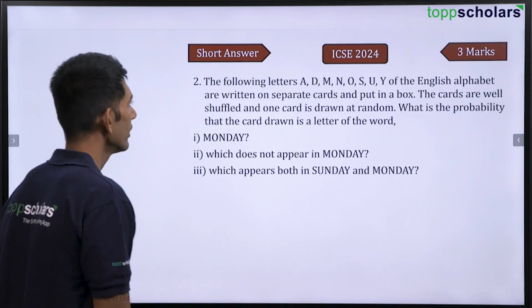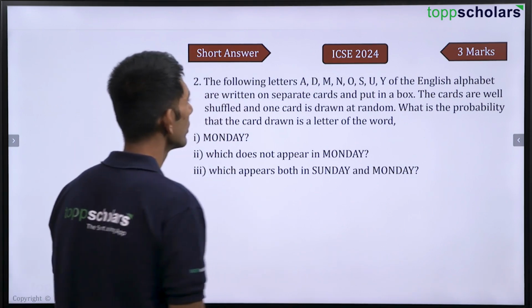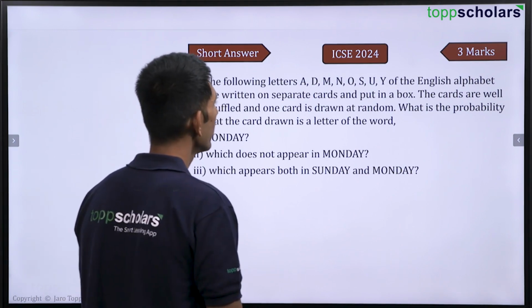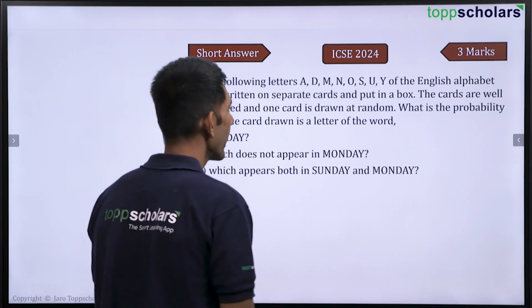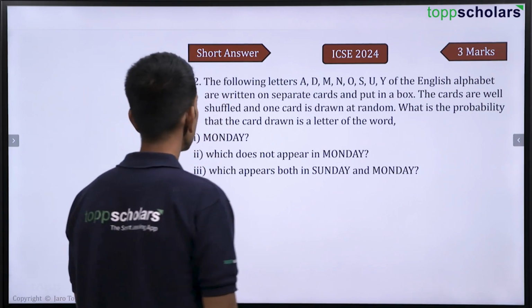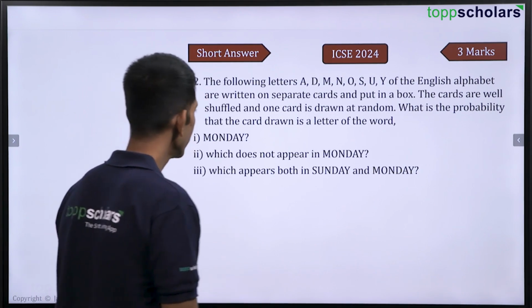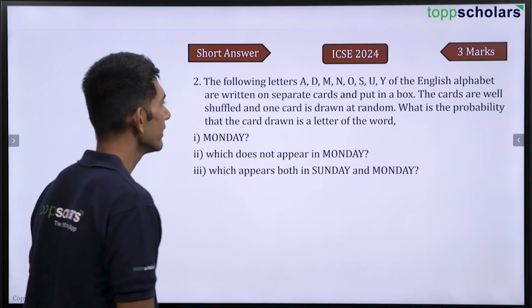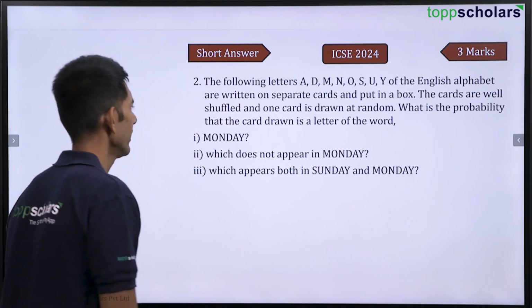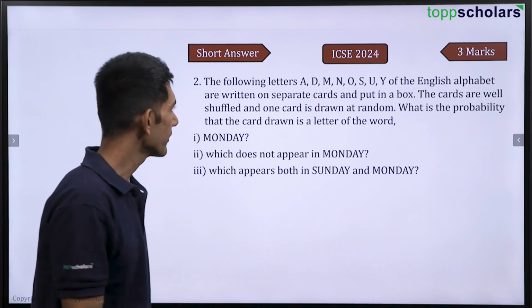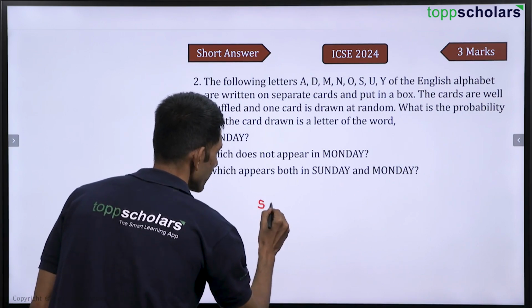It says, the following letters A, D, M, N, O, S, U, Y of the English alphabet are written on separate cards and put in a box. The cards are well shuffled and one card is drawn at random. What is the probability that the card drawn is a letter of the word Monday? Okay. Any letter of the word Monday. Simple question. But as of now, let us talk about the sample space here.